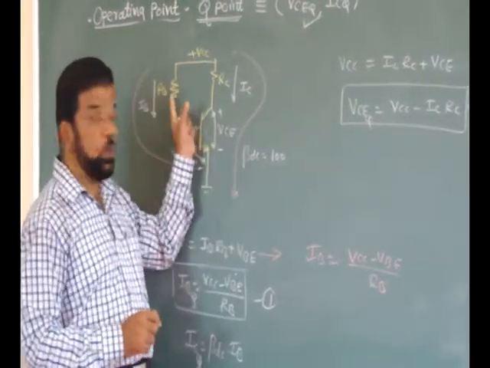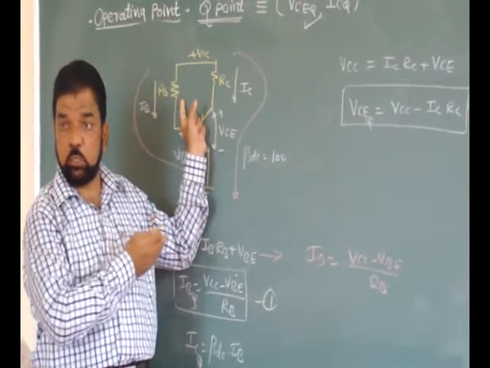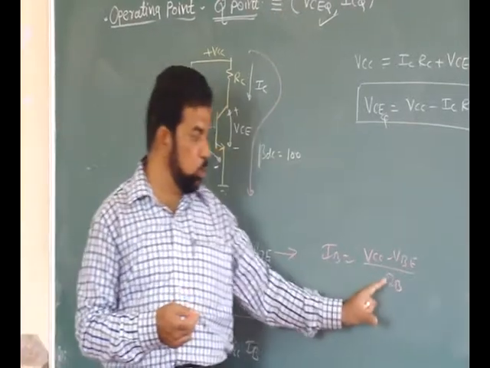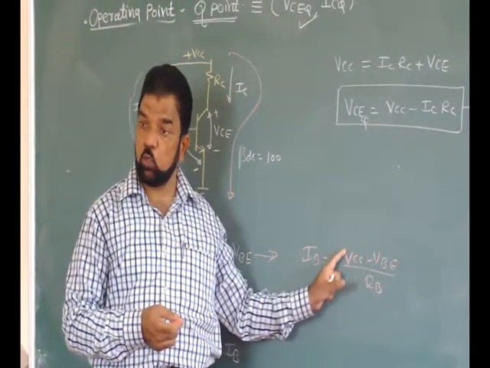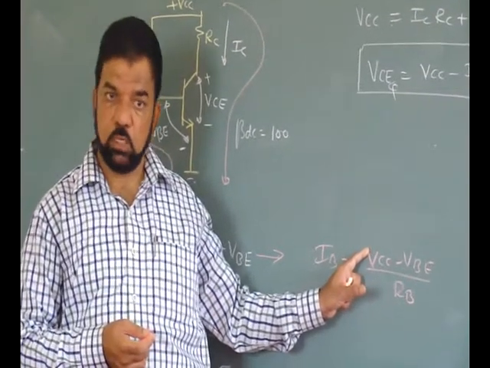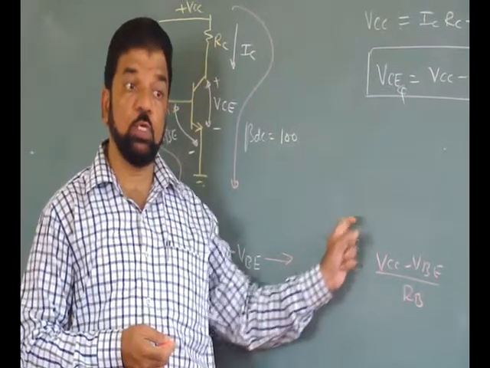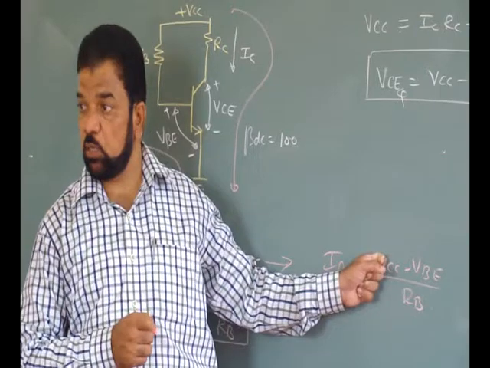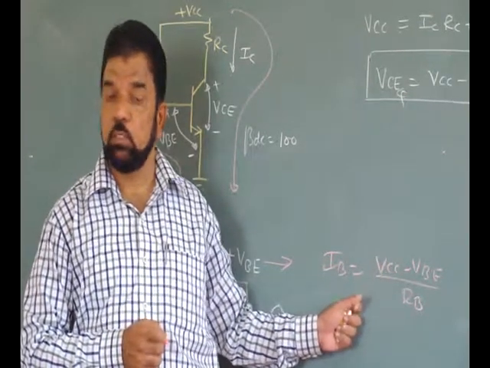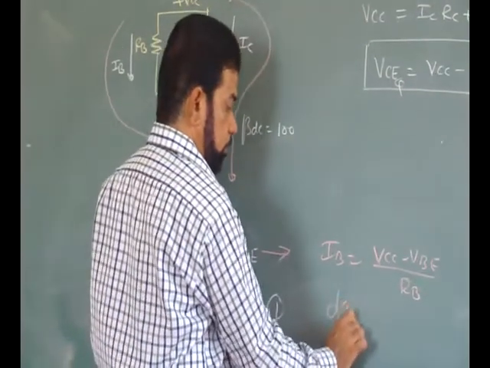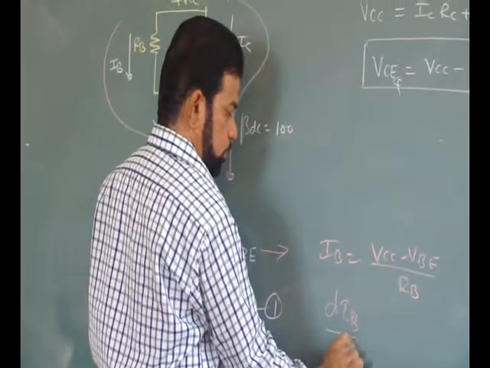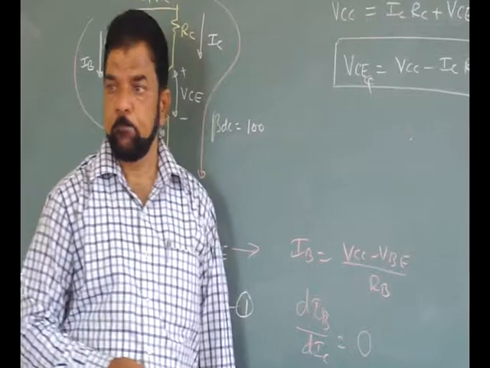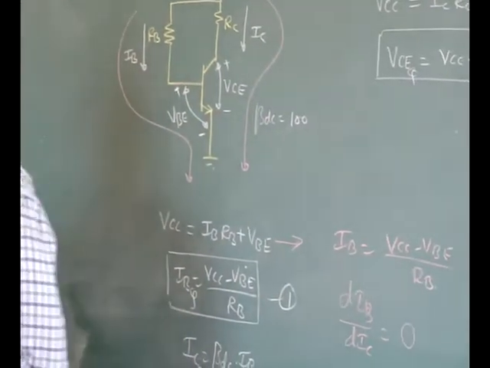For the given values, you have already designed this circuit. After design, what are you doing? You are checking for S. This value is constant, these values are also constant, right? So the IB value is fixed, and you are differentiating IB. You are differentiating a constant with respect to IC. So what is dIB by dIC? Yes, it's 0. The derivative of a constant is 0.